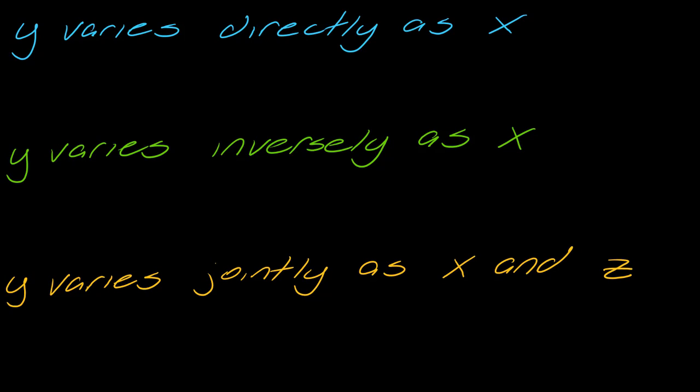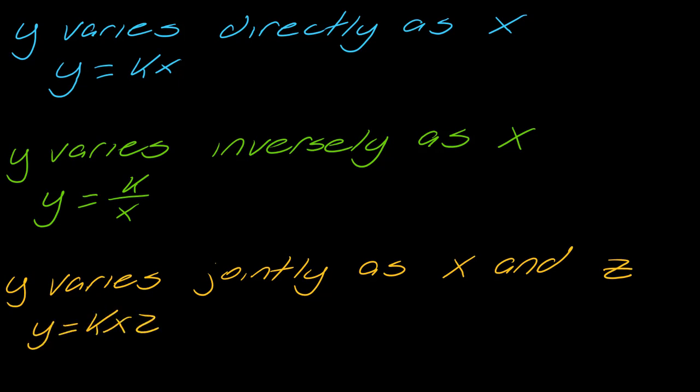This is very important. If I look at all these definitions, I can write down the actual equations. Y varies directly is y equals kx. Y varies inversely is y equals k over x. And y varies jointly is y equals kxz. Things to notice: they all have a k in them, and it all stands for the same thing. So k is always a part of your variation equation.